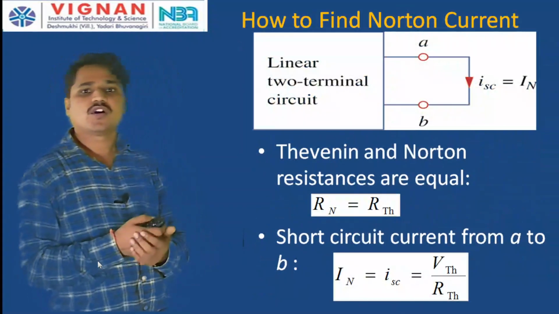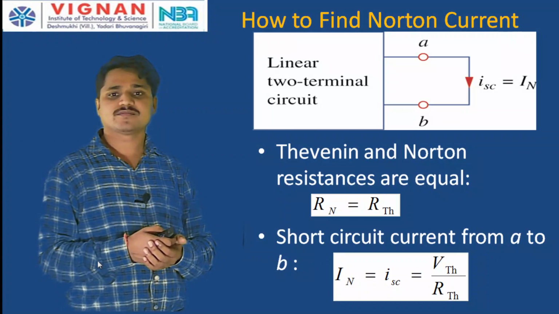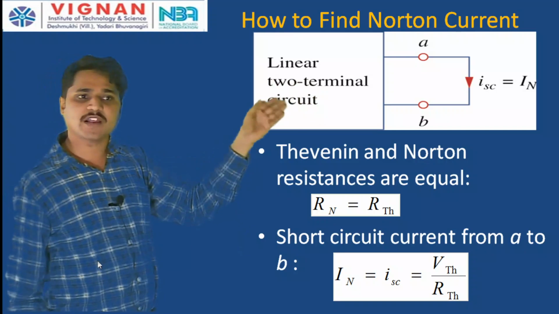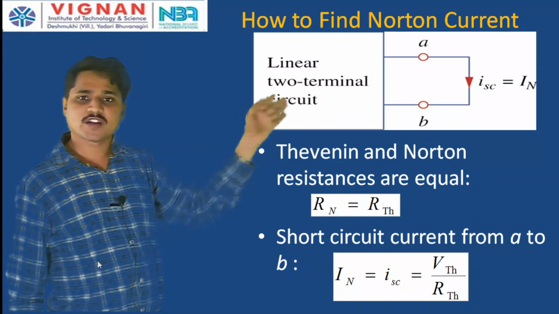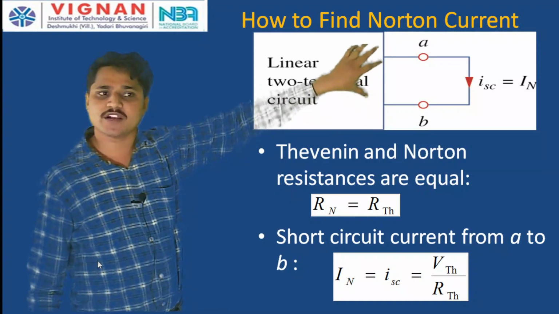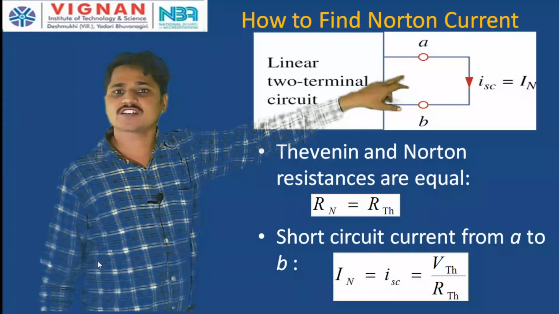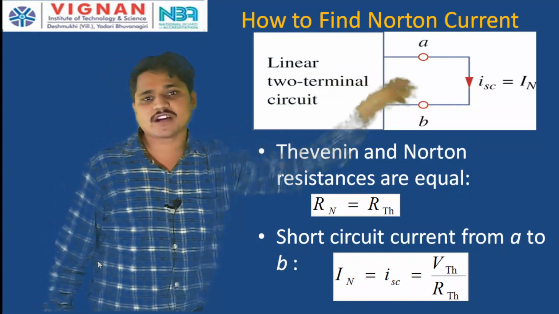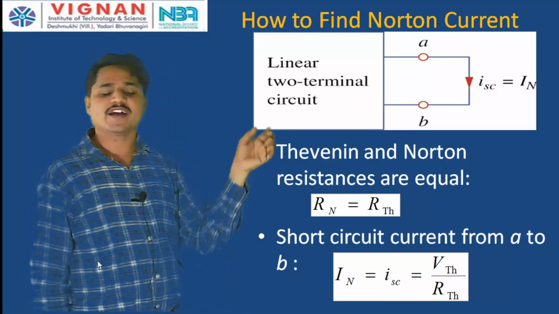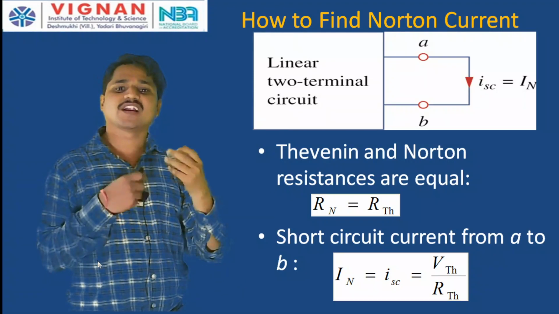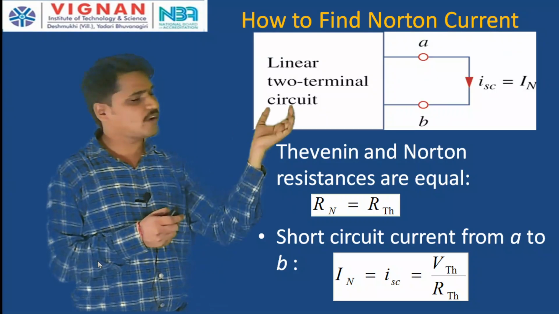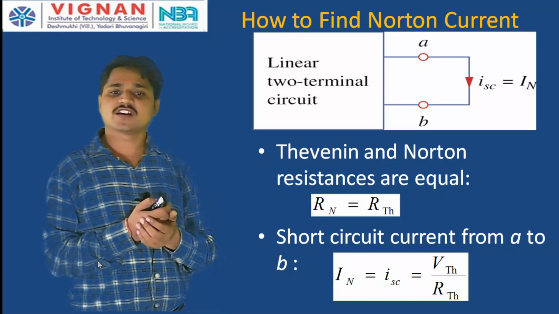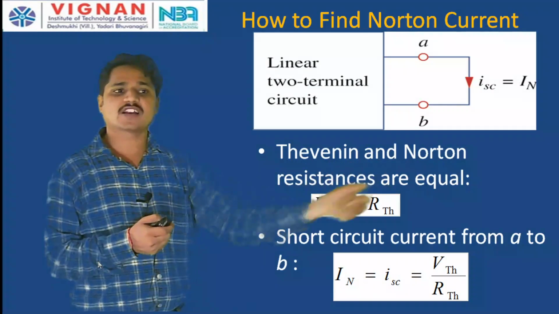Okay, so how to find the Norton current and Norton resistance? See, this is a linear two terminal circuit, and A and B are the two terminals. I want to find the short circuit current, that is ISC. ISC means short circuit current, which is equal to the Norton current IN. Here the Thevenin's resistance and Norton resistance are equal. The same process used to calculate the Thevenin resistance is applicable to calculate the Norton's resistance. Therefore, Rn is equal to R Thevenin.